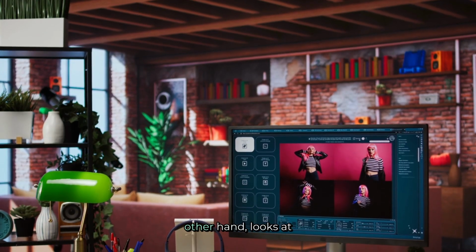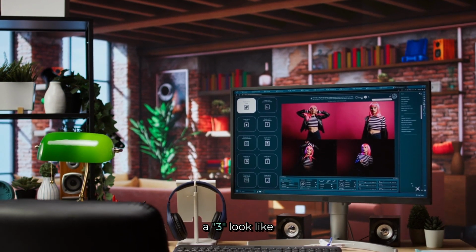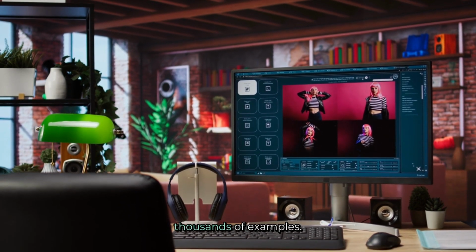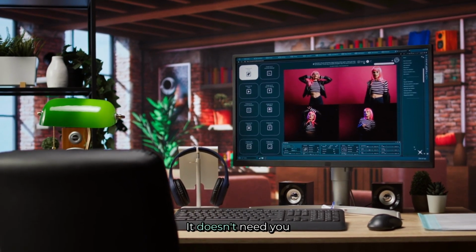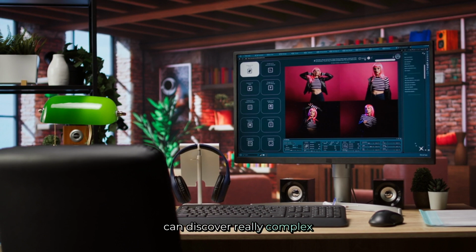Deep learning, on the other hand, looks at the entire image. It learns what makes a 3 look like a 3 by seeing thousands of examples. It doesn't need you to tell it what features to look for. It discovers those features itself, and it can discover really complex ones.